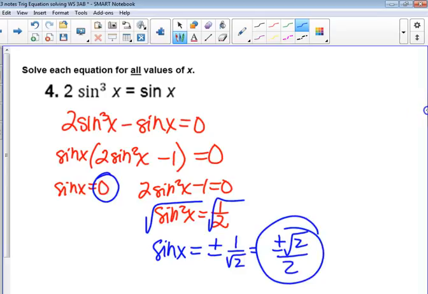Have I solved for x yet, though? No, I'm feeling really good about myself, but I haven't even solved for x. All I've done is find out what the sine has to equal. All right, x equals, where is the sine 0? Okay, or 0 and pi, either one is fine.